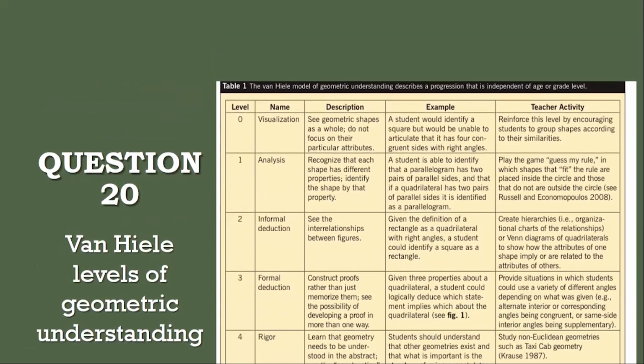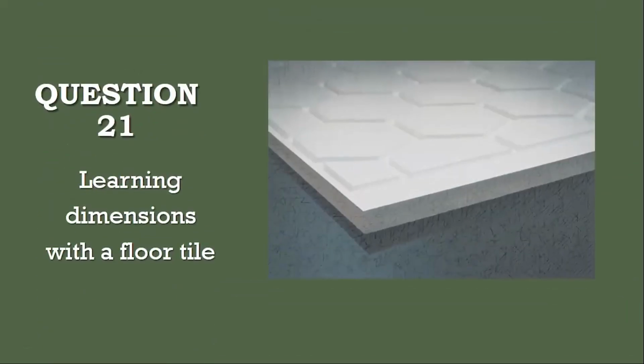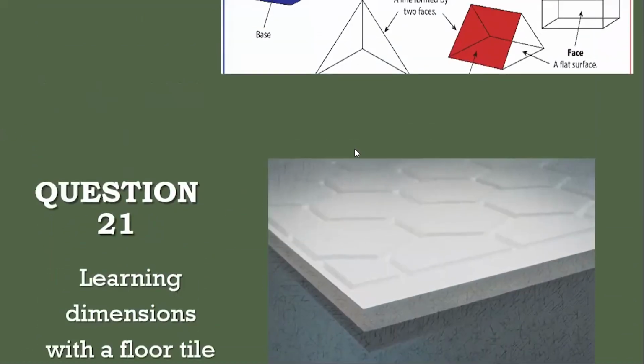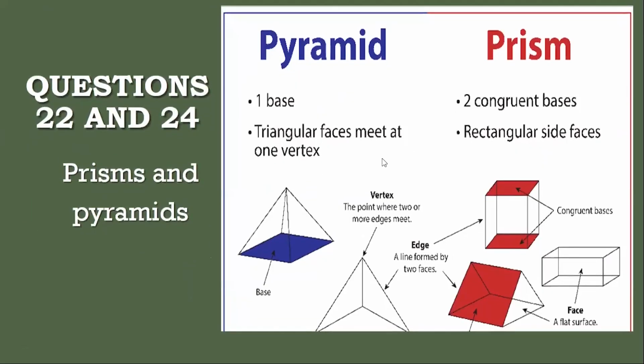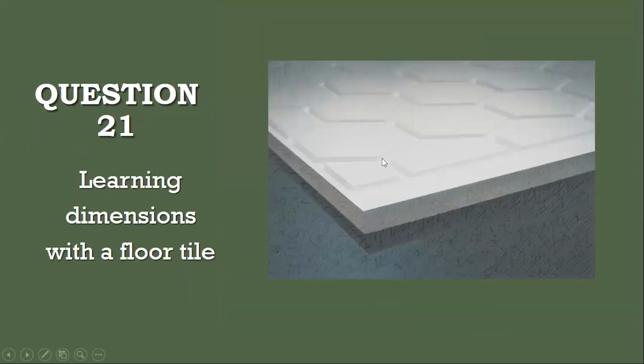Right, let's go to the next one. The next question is question 21. It is about your understanding of dimensions. So I've set out in this question what 0 dimension, 1, 2, and 3 dimensions are. In short, 0 dimension is just a point, a spot. It's just a spot on something.